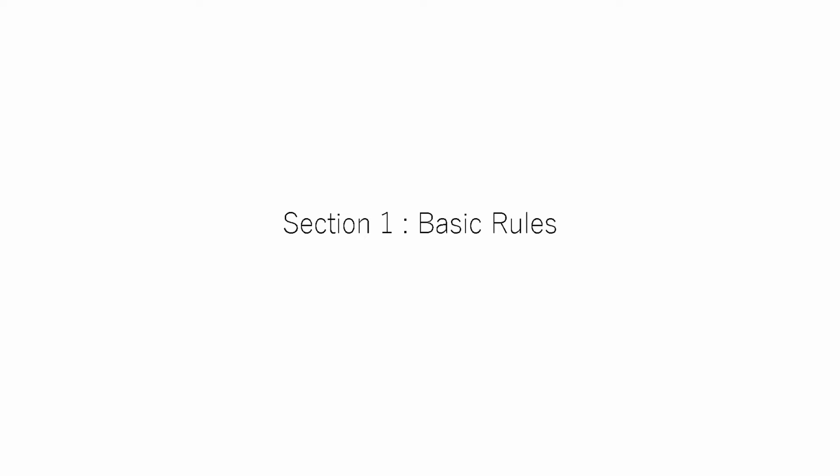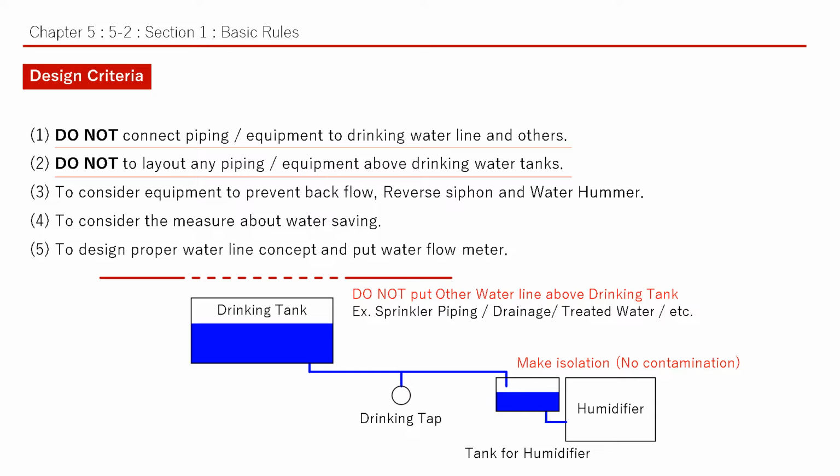Section 1, Basic Rules. Do not connect piping equipment to the drinking water line and others. Do not lay out any piping equipment above drinking water tanks. Both basic rules are to avoid contamination and keep drinking water healthy. If you want to connect drinking water to equipment for non-drinking purposes, it should be isolated from pollution all of the time.